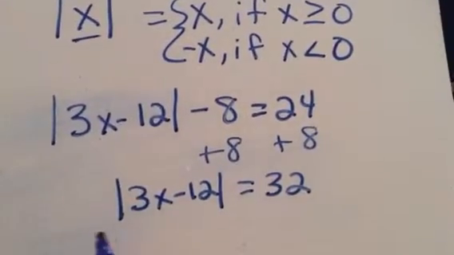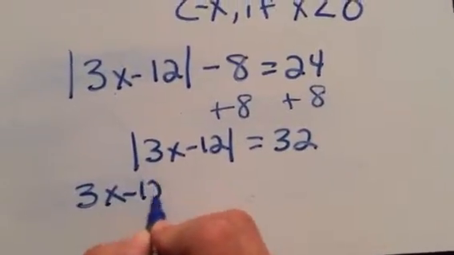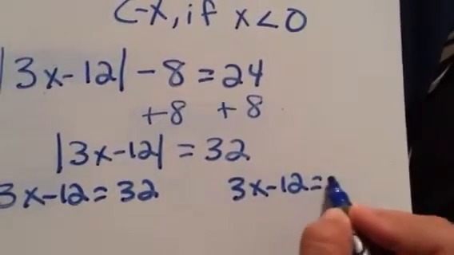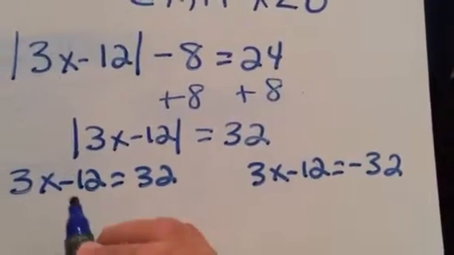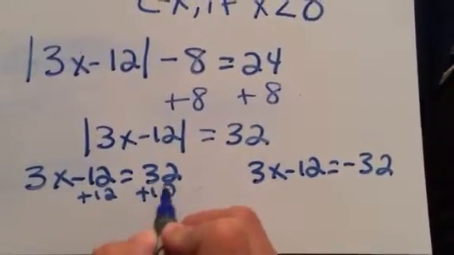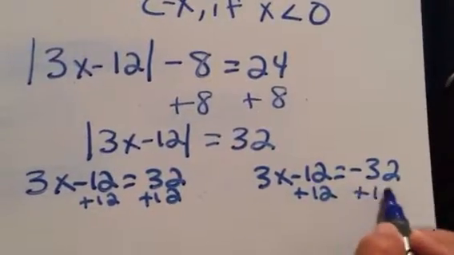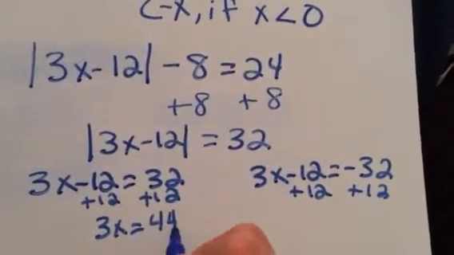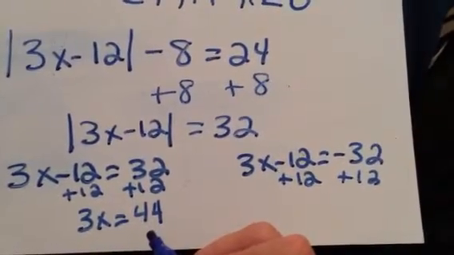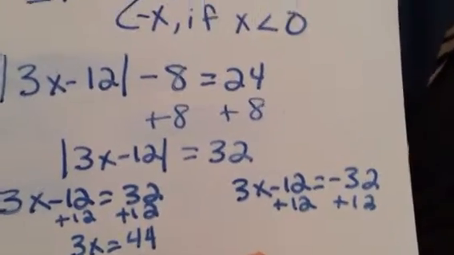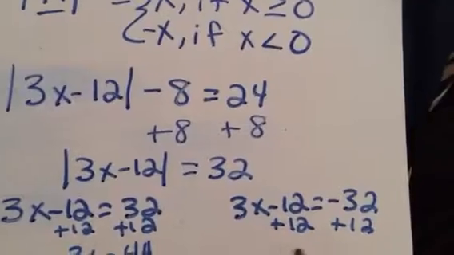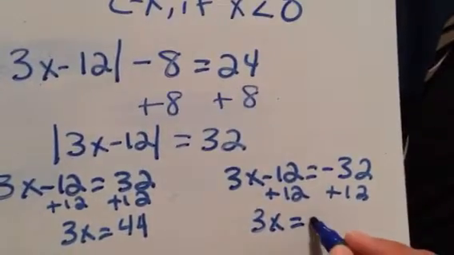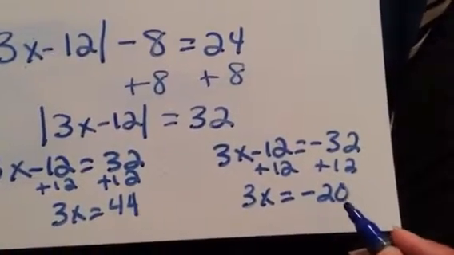So now here we'll set up two equations. 3x minus 12 equals 32, and 3x minus 12 equals negative 32. And we'll solve each one. So we'll be adding 12 to both sides. So here we have 3x equals 44. And over here we'll have 3x equals negative 20.